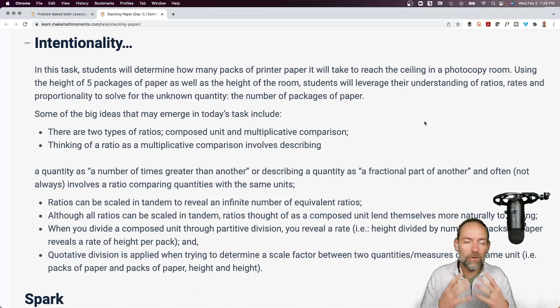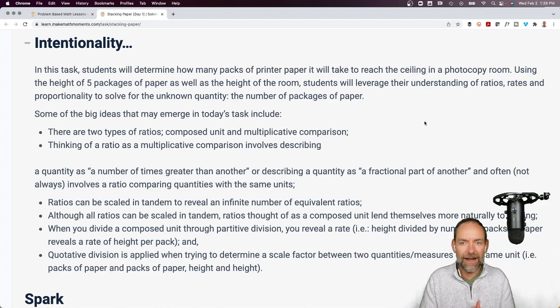So it's really the relationship between the height of the packages and the number of packages. And this composed unit ratio allows us to think of it as one unit that works together, even though there are 2 quantities in the ratio, and we can scale them in tandem. So as more packages emerge, more height emerges, and it happens in a very consistent way. The constant of proportionality glues these 2 quantities together, and they move together in tandem.